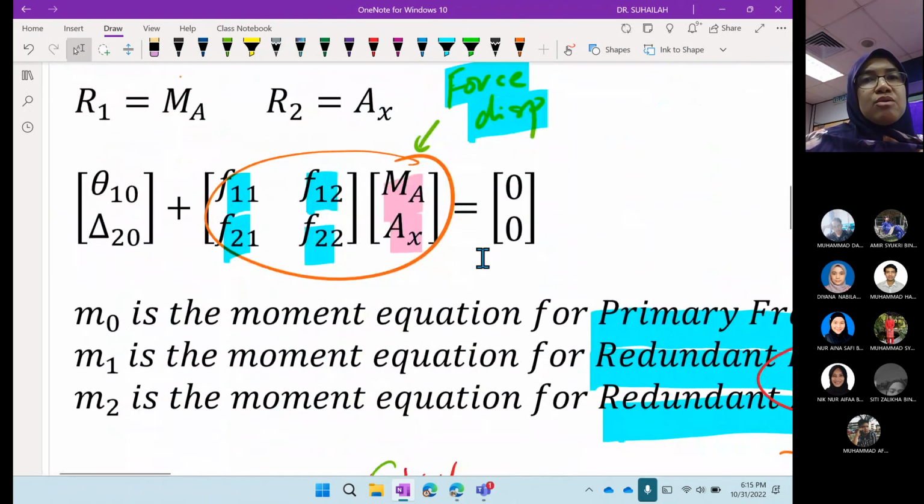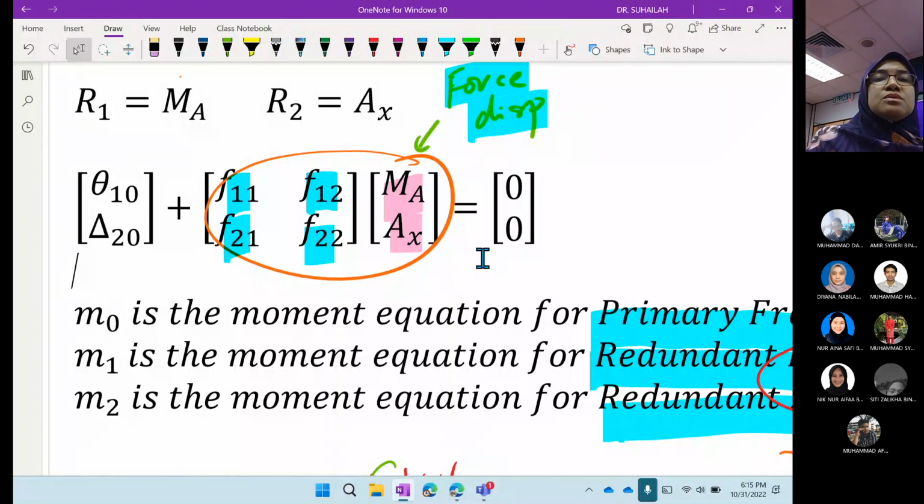Okay, so you will get compatibility equation in terms of EI. And when you solve, only you cancel EI, because compatibility equation is displacement. Displacement is when it is divided by EI. So when you write the compatibility equation, mesti letak 1 over EI outside the bracket. Okay, and then solve. This is actually equivalent to 2 simultaneous equation.